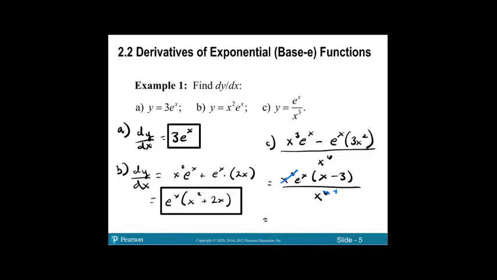x to the 4. Let's try that again. x to the 4. I've kind of run out of space, so that's what's going on there. Paste. Like this.